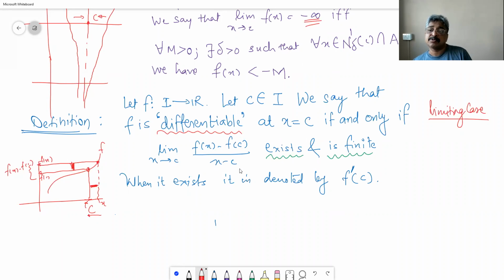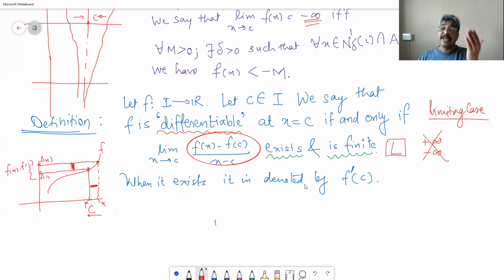So f of x minus f of c upon x minus c, you consider this as a function, and find out its limit as x tends to c, if it exists. So we need the limit to be L, and plus infinity or minus infinity is not acceptable. Then and only then we will call that function differentiable, and then the value at that time will be denoted by f dash of c. Whatever this value of limit x tends to c of f of x minus f of c upon x minus c is going to be, it will be said to be the value of the derivative of that function at c, denoted by f dash of c. So this is a very important limit. The limit definition is the fundamental thing in differential calculus. Everything else is built on that definition.